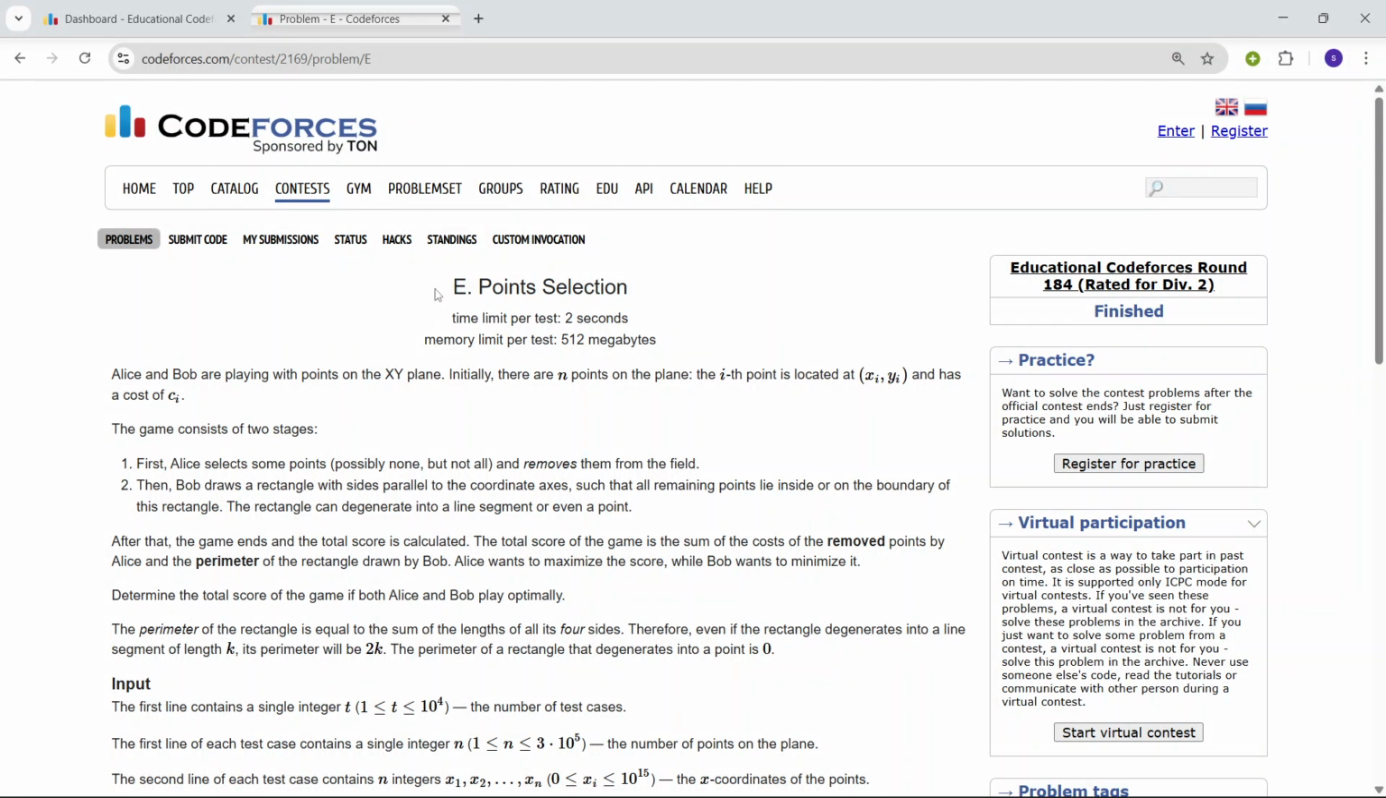Hey everyone, so today we'll be solving the problem Point Selection, which is a part of Educational Round 184. The problem says that Alice and Bob are playing with points on an XY plane. Initially, there are n points on the plane, and the ith point is located at (xi, yi) and has a cost of ci. The game basically consists of two stages.